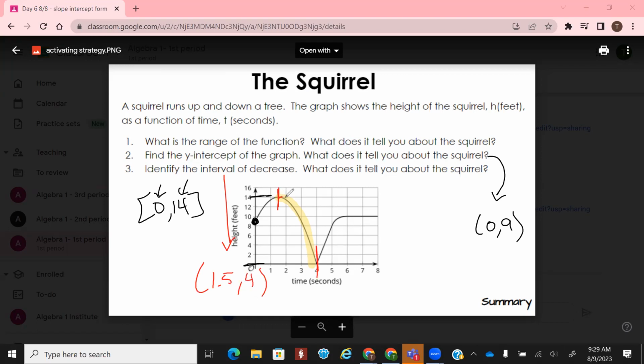And what does that mean? What is this part actually doing? What is the squirrel doing? Climbing down, right? Climbing down off the tree.